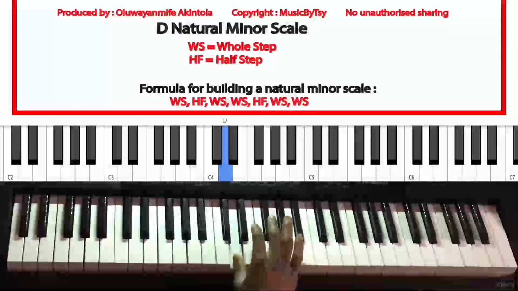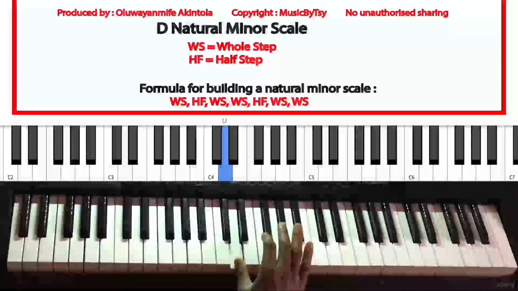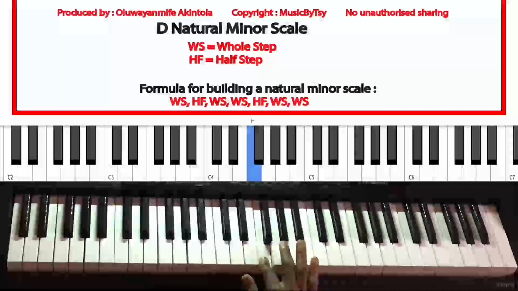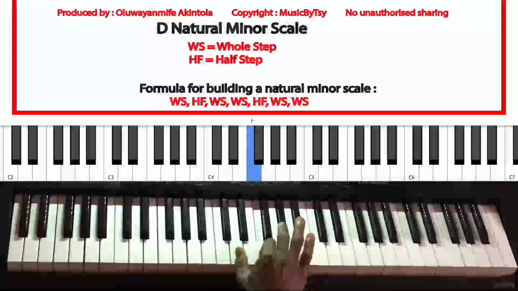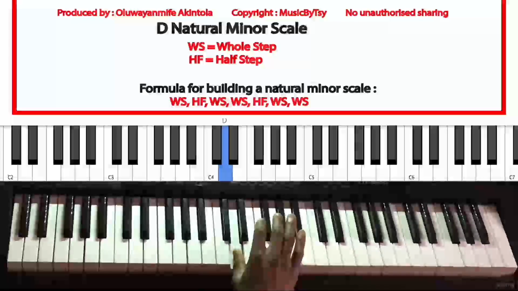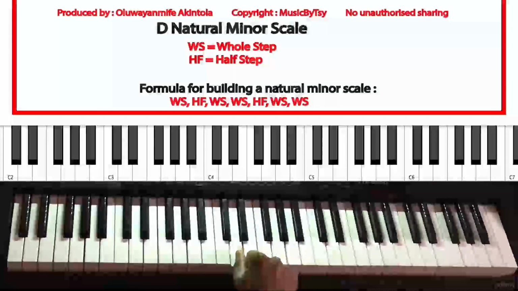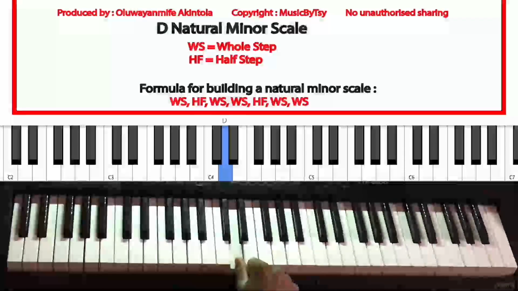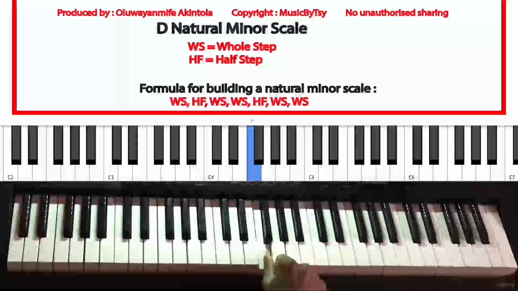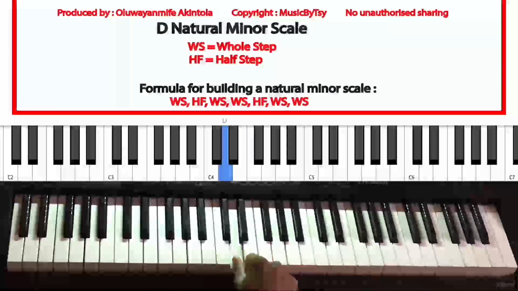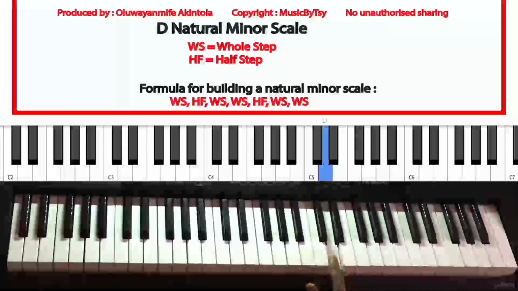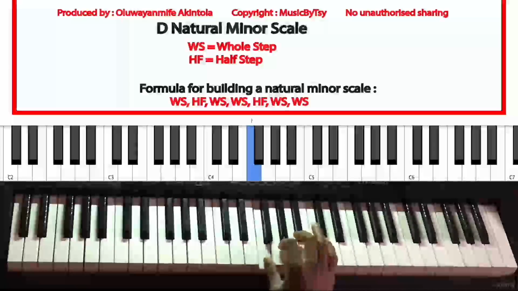Now what does this mean? Well, this means that the set of unique keys that are in the F major scale are the same set of unique keys that are in the D natural minor scale. See that? So in order to figure out the D natural minor scale, all we have to do is to play the F major scale starting from the key of D and finishing at the key of D. See that? Now this is the F major scale.